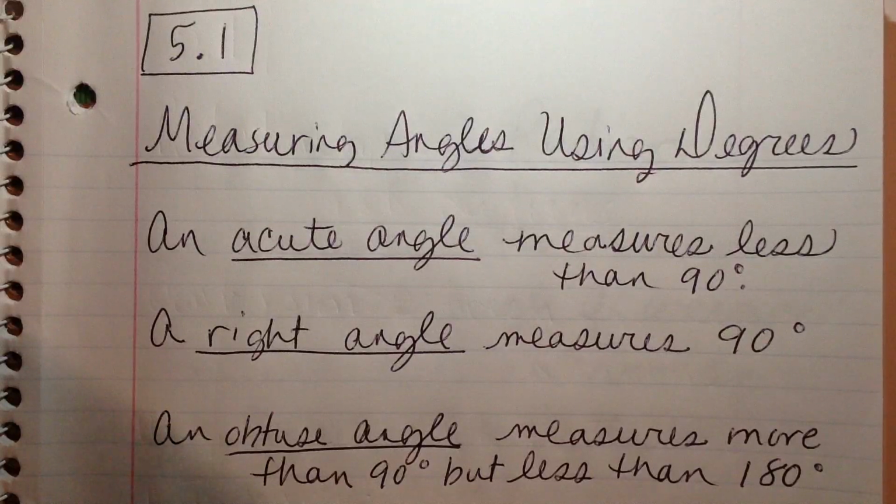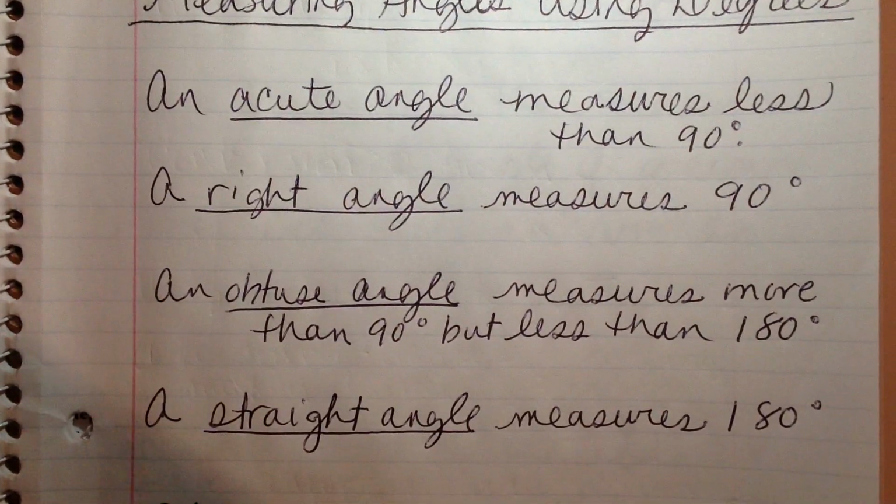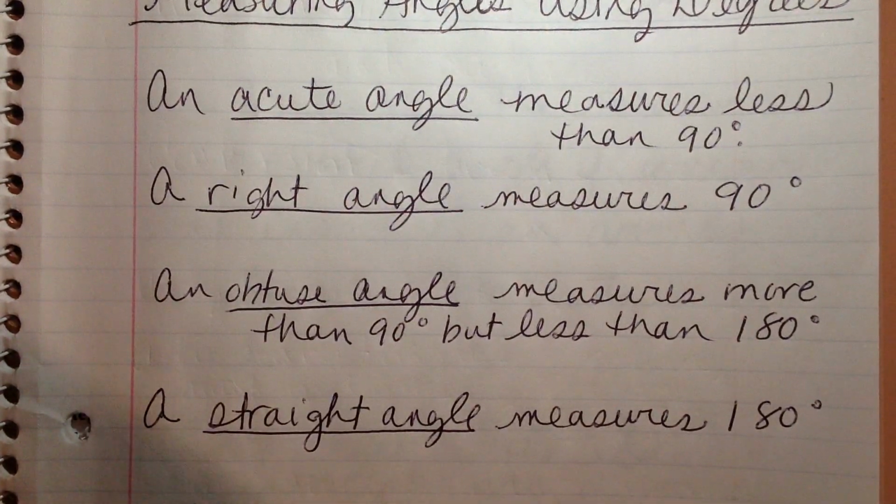An acute angle measures less than 90 degrees. A right angle measures 90 degrees. And an obtuse angle measures more than 90 degrees, but less than 180 degrees. And last, a straight angle measures 180 degrees.